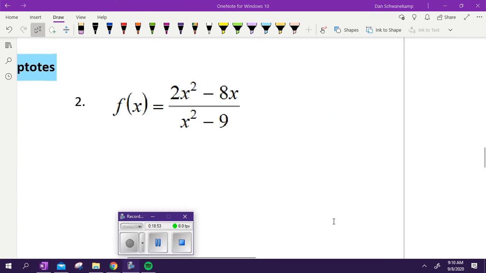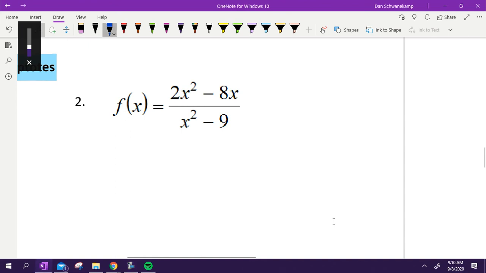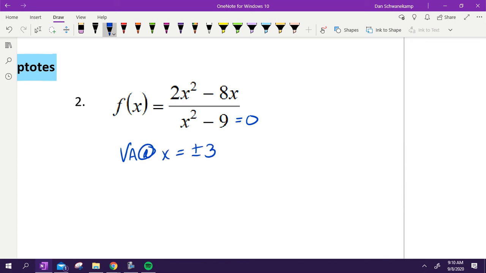Number 2, Kendall, what'd you do first? Good. X is equal to plus or minus 3 because if she were to plug in 3 or -3, you would get undefined. If you plug that on top, it won't change anything, so we're good. It's just plus or minus 3.